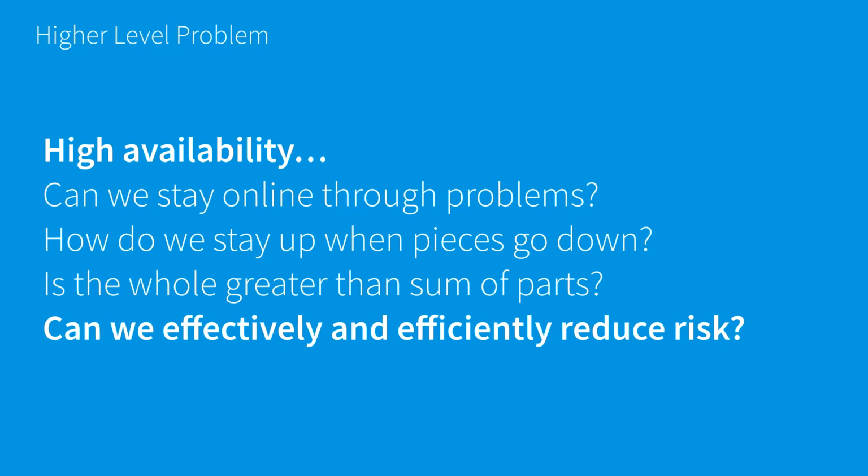So let's look at the higher level problem for high availability. Really, we're trying to answer a couple questions that pertain to our business, right? We want to know if we can stay online through problems. Problems can be different types of problems. We'll get into that a little bit later, but it doesn't necessarily need to be failure of the software that we wrote. This could be a power outage. This could be a natural disaster. Any number of things could affect the availability of our system. Can we stay online through issues that we may face? How do we stay up when pieces go down?